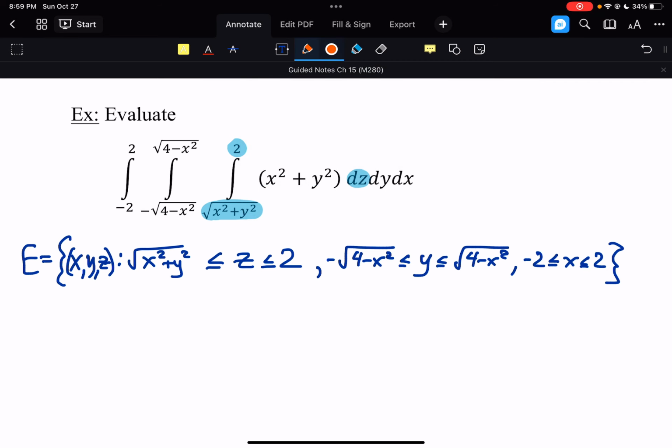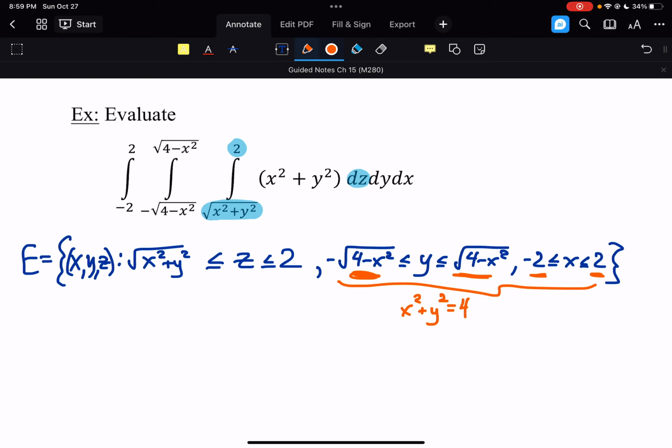So if we look at the 2D portion first, so the x and the y, this equation, if you square all sides of this, you're going to get y squared equals 4 minus x squared. Add the x squared over, you get x squared plus y squared equals 4. So really this is just the top half and the bottom half of a circle. And then x is setting the radius of that circle, which is 2.